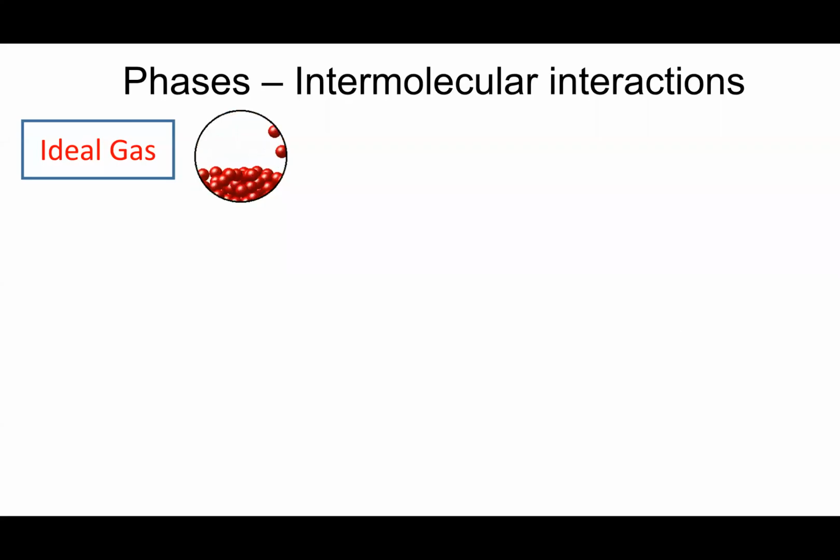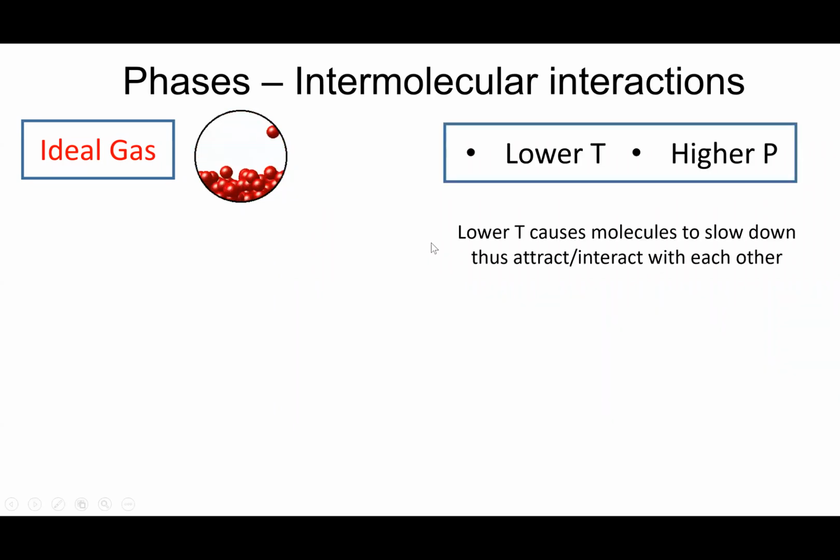In chapter 5, we talked about the behavior of ideal gas, and the main assumption we mentioned for any substance to behave as an ideal gas is that it should not have any intermolecular interactions. So if it doesn't have intermolecular interactions, all the molecules will be moving randomly and not interacting with each other in any capacity. Once you put the sample in lower temperature or high pressure, the molecules will start to slow down and become able to attract or interact with each other.